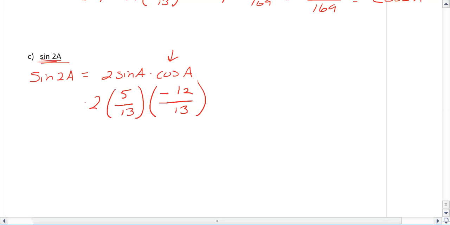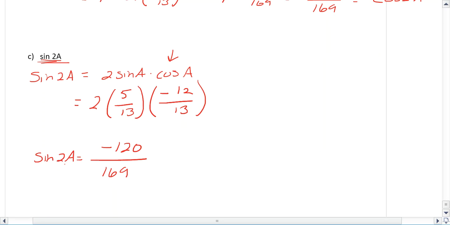And we need to multiply that by 2. I guess I kind of worked backwards there to get the sine of 2A. So if I do my multiplying right, 5 times 12 is 60 times 2, we have a negative, is negative 120. And 13 times 13 is 169. I don't think that reduces, so that is my sine of 2A.